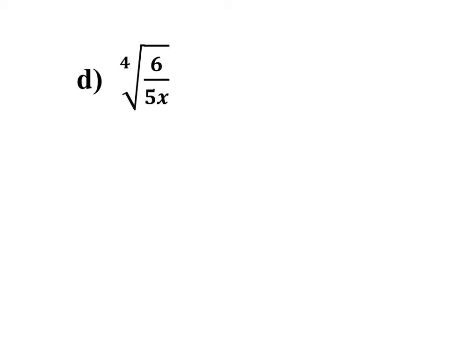Okay, for part D, break it up into 2 radicals, 4th root of 6 and 4th root of 5x. Okay, there's nothing to simplify. You could only simplify if you have 4 of something on the inside. In the numerator, we have a 2 and a 3. In the denominator, we have a 5 and an x, so we don't have 4 of anything. So now we just need to rationalize the denominator.